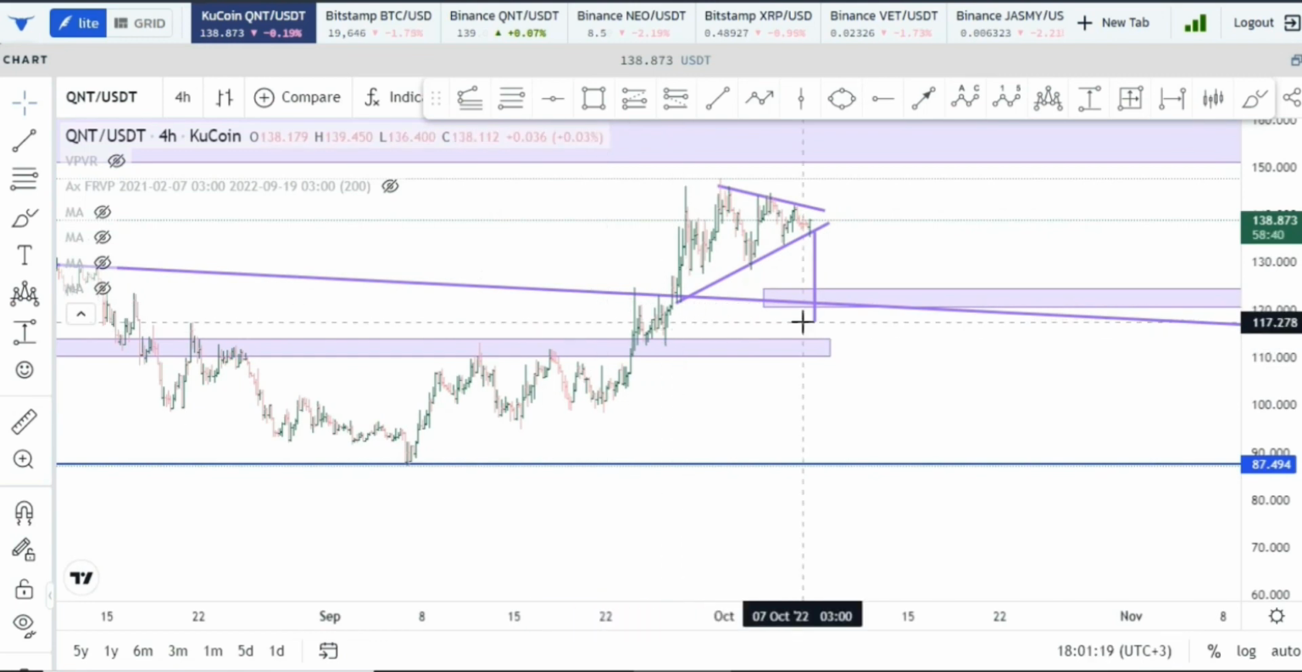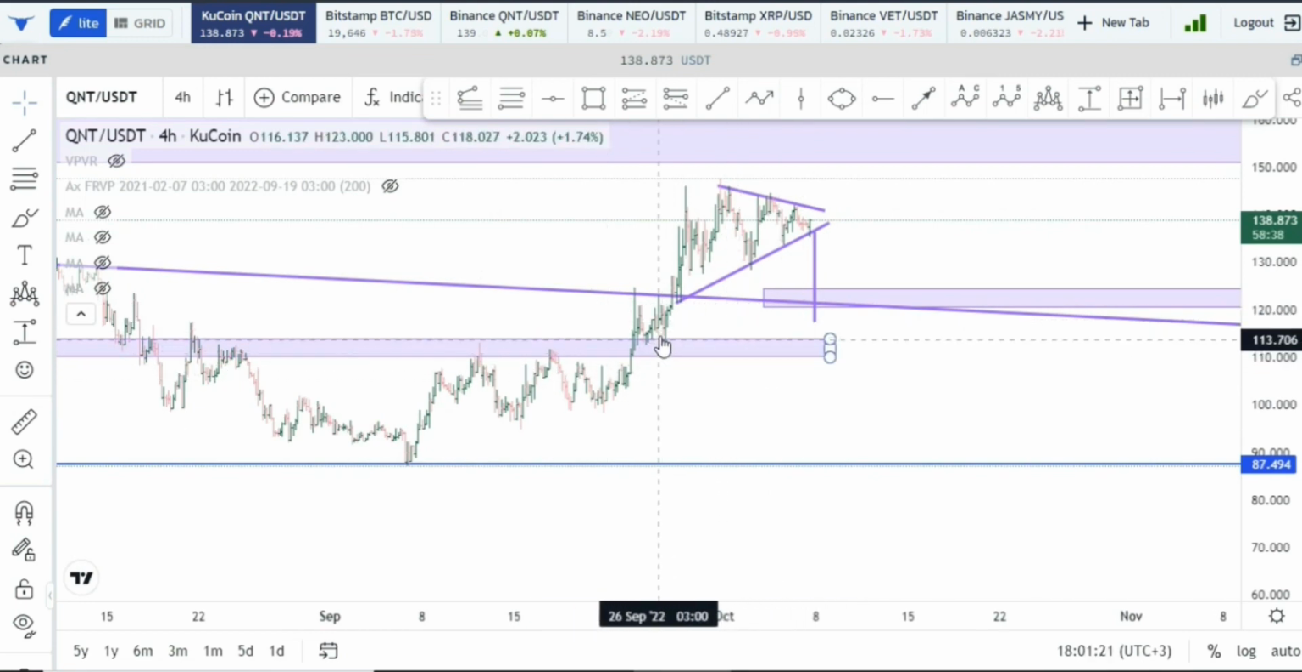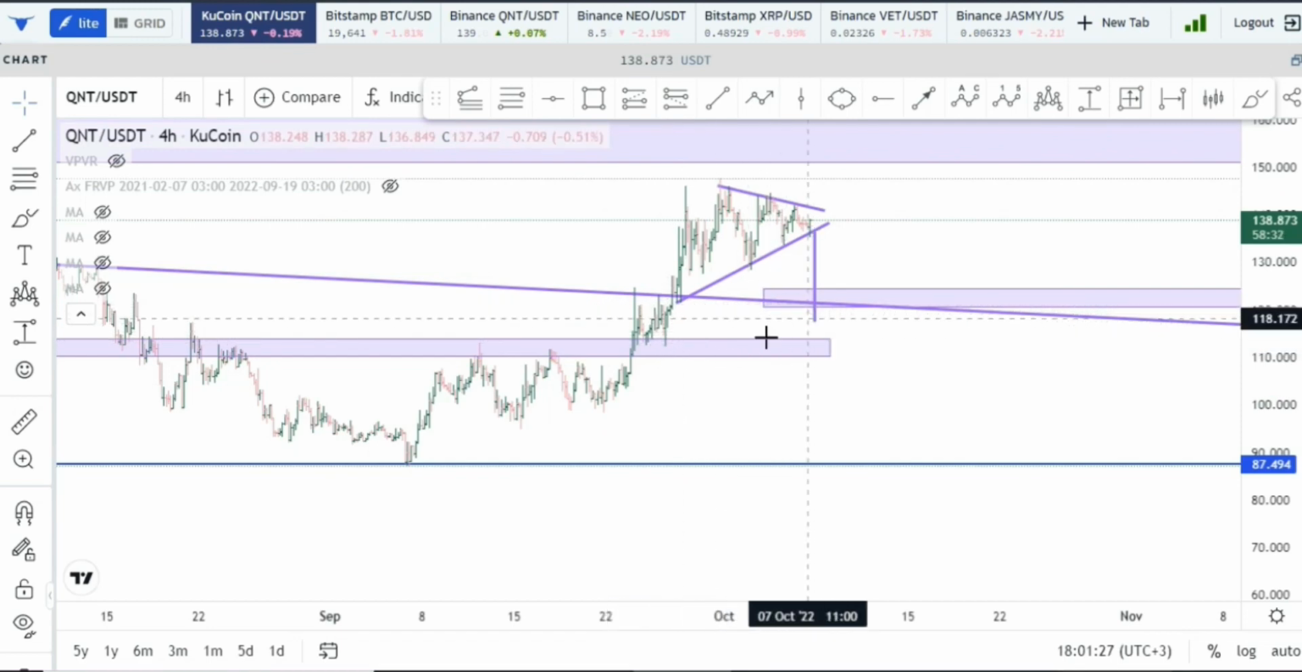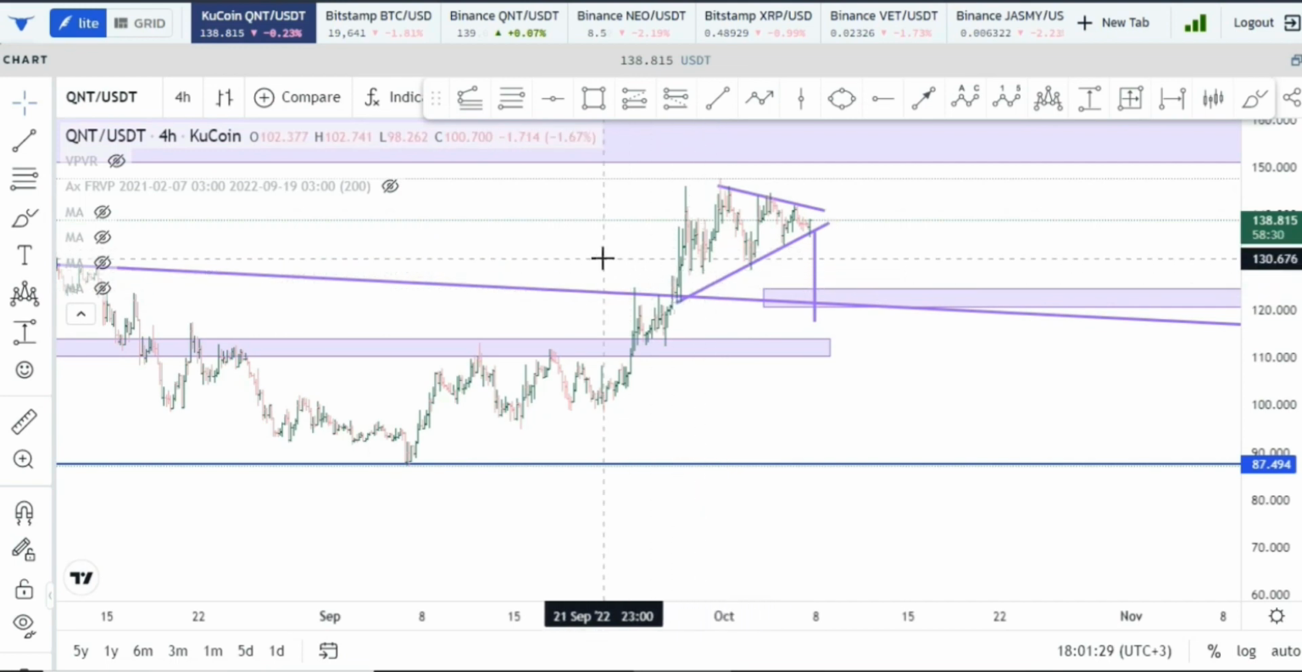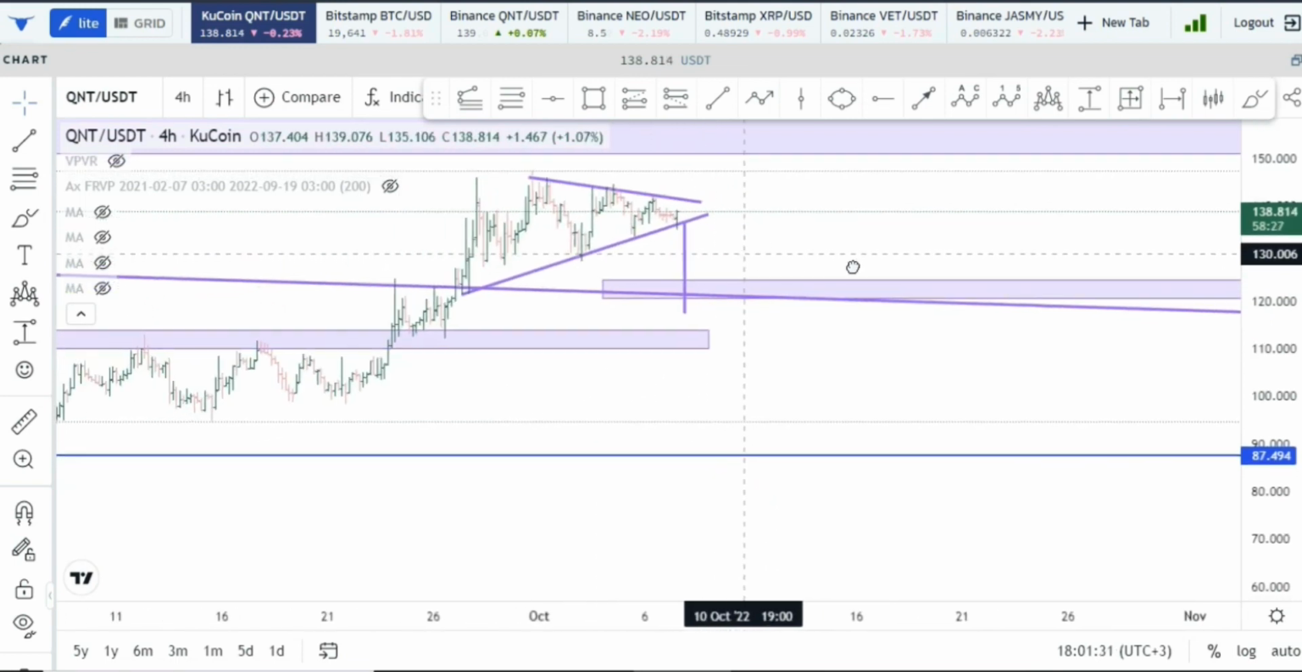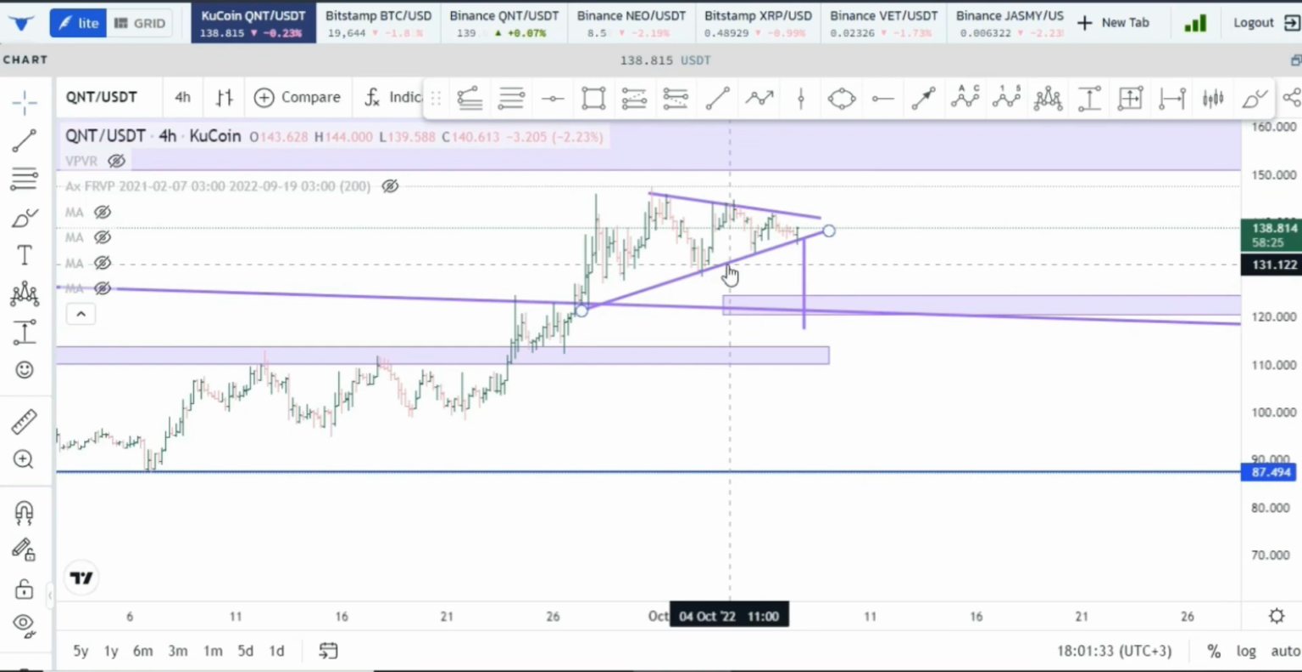And in the very worst case scenario, we are looking at the fib golden ratio here, which is at 110, 109 or something like that dollars, right? But yeah, the conditions for the symmetrical triangles also stand here. We need to see a volume supported breakdown, right?